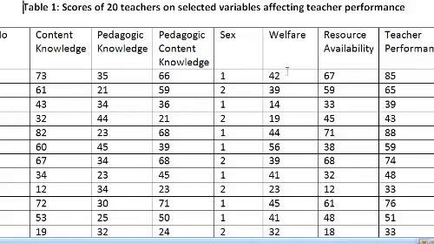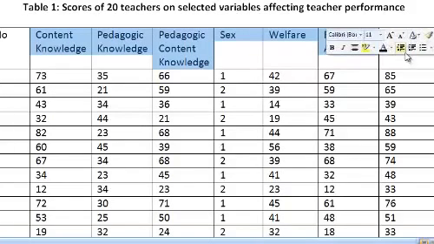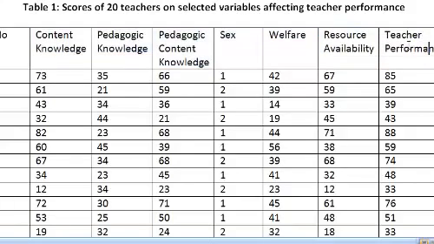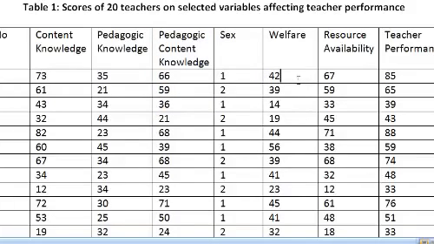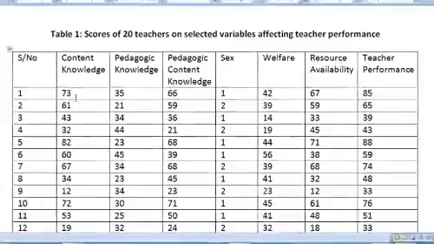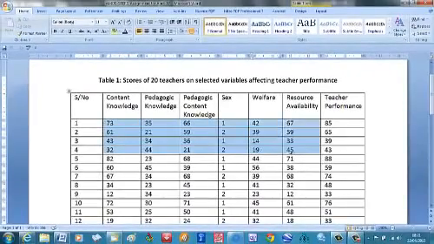So here we are with the data. We want to see how these variables impact the performance of teachers. We collected data, as I said, on content knowledge, pedagogic knowledge, pedagogic content knowledge, sex, welfare, and all of that. So we will now transfer this data to SPSS, where we will save it before exporting to AMOS.